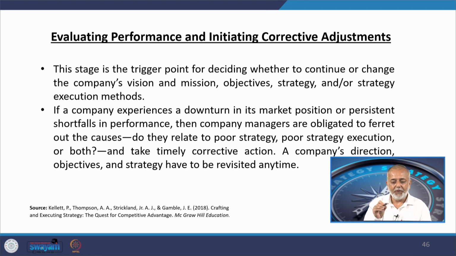This stage is the trigger point for deciding whether to continue or change the company's vision and mission, objective, strategy or strategy execution methods. Benchmarks we have talked about, scales we have talked about. So, now we are using those to monitor the performance overall. If a company experiences a downturn in its market position, Nexa did well, but they were monitoring that. So, downturn in its market position or persistent shortfalls in performance, then company managers are obligated to ferret out the causes. Do they relate to poor strategy, poor strategy execution, or both? And take timely corrective action. A company's direction, objectives and strategy have to be revisited anytime or every time.